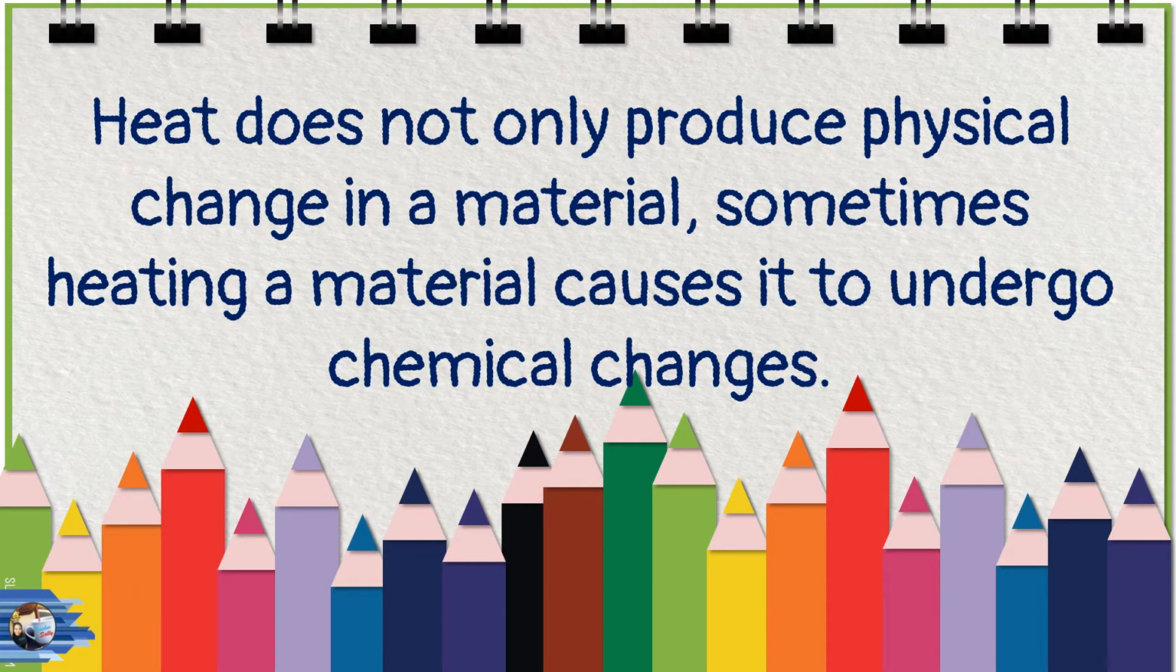Heat does not only produce physical change in a material. Sometimes heating a material causes it to undergo chemical changes. Heat can make a material change into other materials. Physical and chemical changes of matter happen every day. There are things that need to be changed physically so that we can use them. Chemical change is needed to happen to some objects so that they can be made.